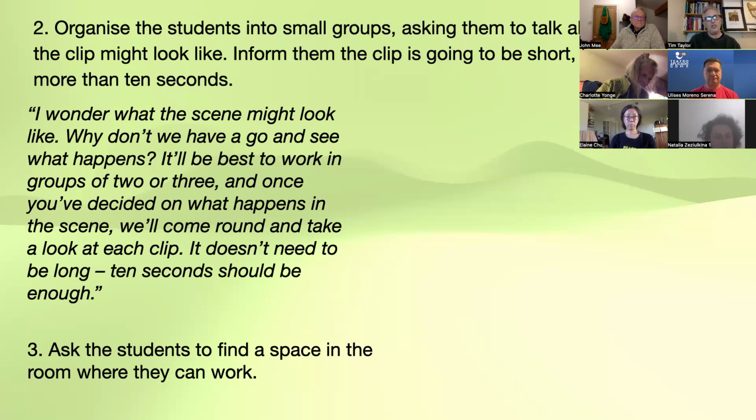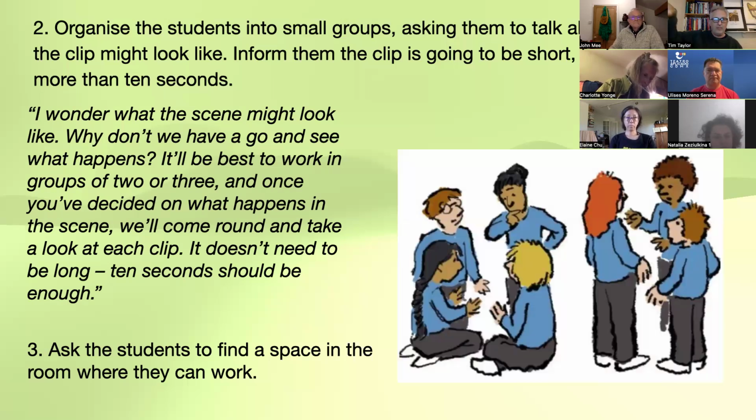So ask the students to find a space in the room where they can work. Imagine maybe they were behind their desks. Now you push the desk to one side, or you go and work in the hall, or find enough space. And I like this period of time. I find it enormously enjoyable, just watching children going off and working in groups.